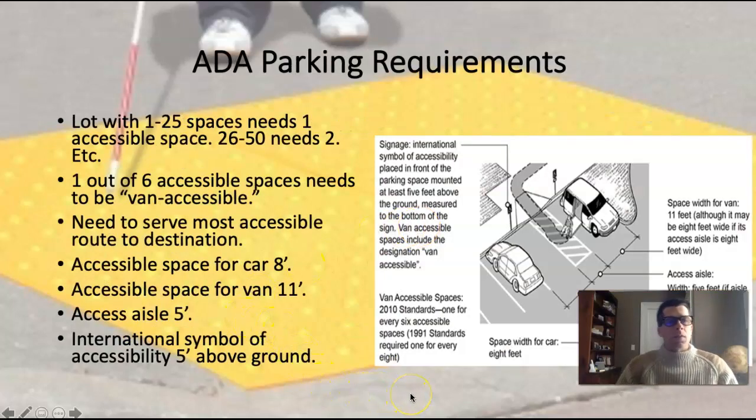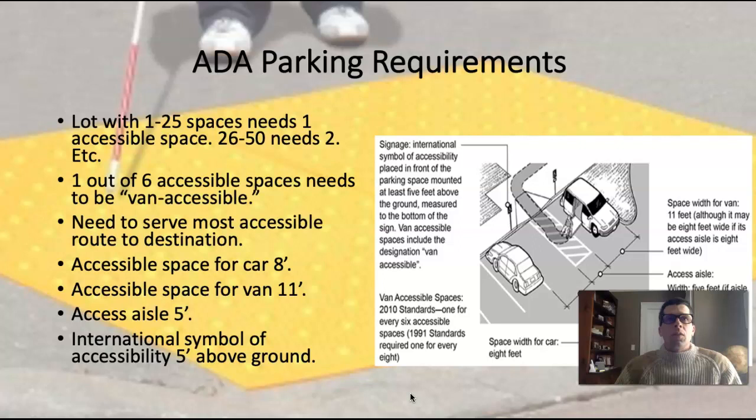Parking requirements are pretty commonly overlooked, I would say. They're very specifically spelled out in the ADA. If you have a parking lot with 1 to 25 spaces, there has to be at least one accessible space. If you go from 26 to 50 spaces in your parking lot, you need 2 accessible spaces. If you go from 51 to 75, you need 3, and so on and so forth.